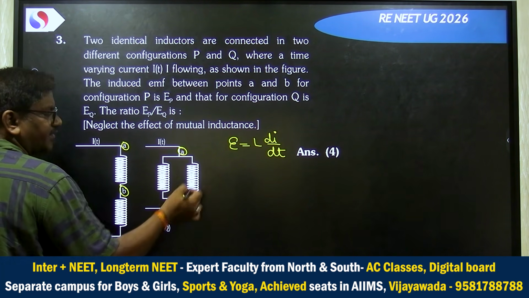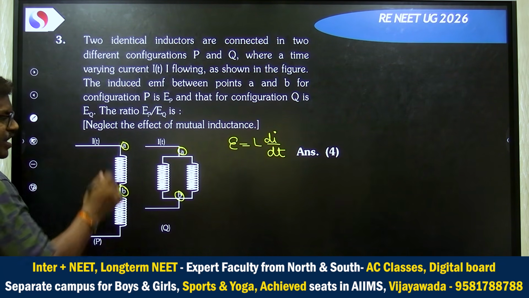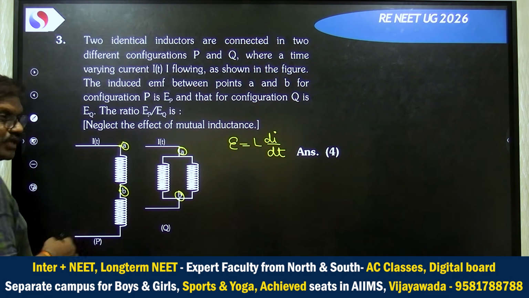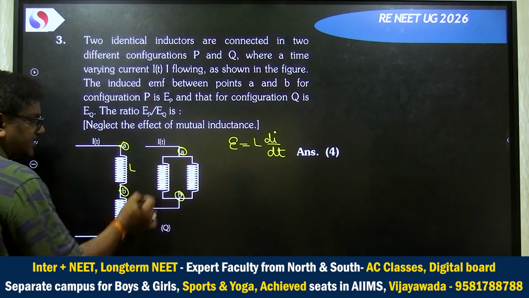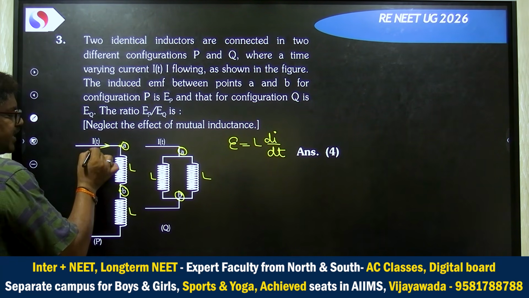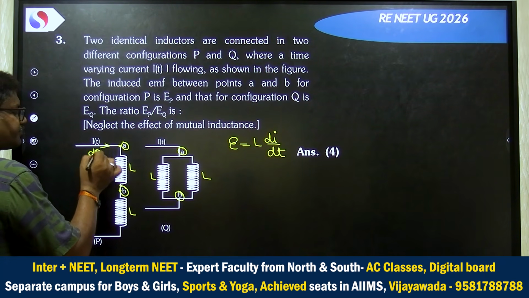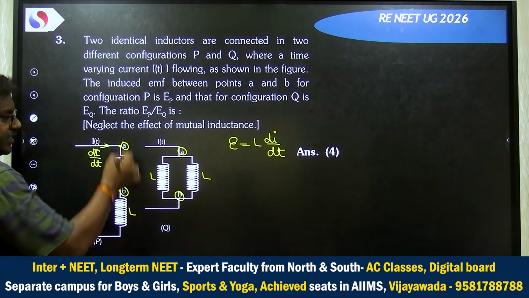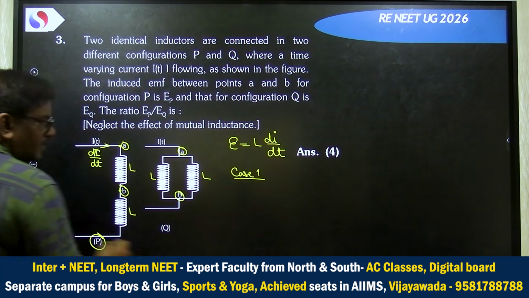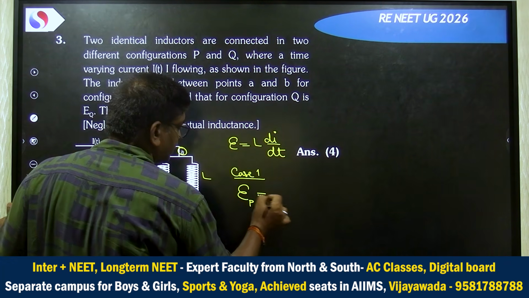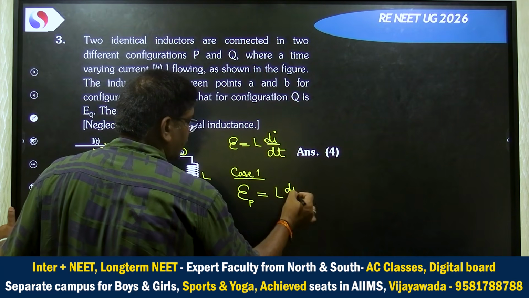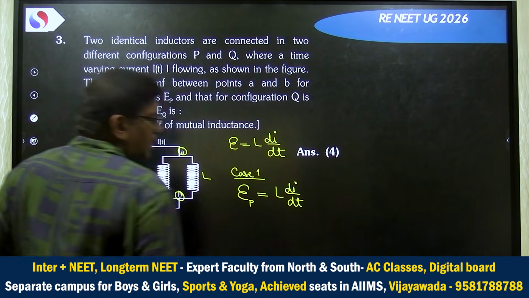So that means the potential difference in case 2 is across this combination, and this is a series combination, but they are asking the potential difference across any single coil. This is L, this is L, this is L, this is L. If this current is a function of I, and let us say at some time the rate will be di by dt, then clearly you can say that for case 1, which is your configuration P, the induced EMF across one of the coils is L into di by dt. Magnitude wise, EP is L into di by dt.